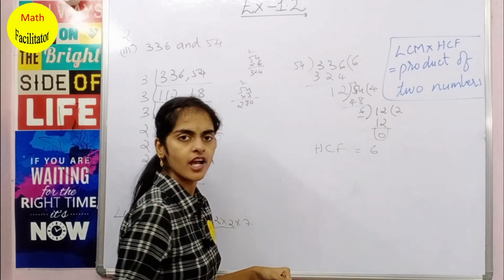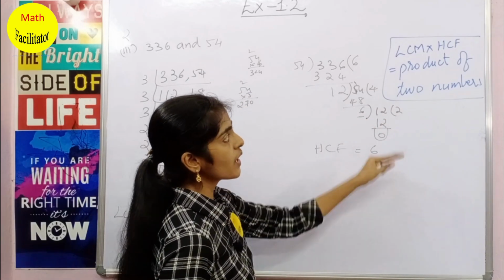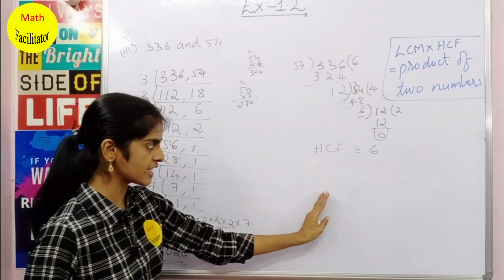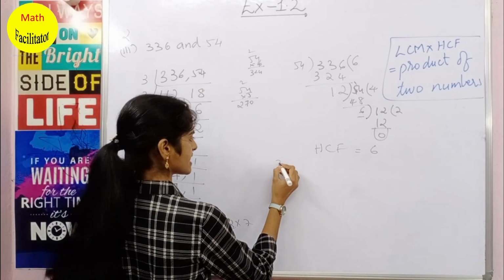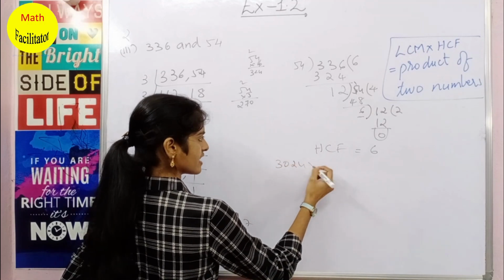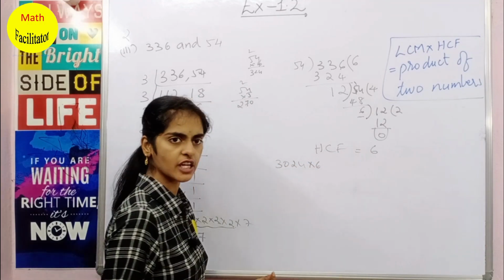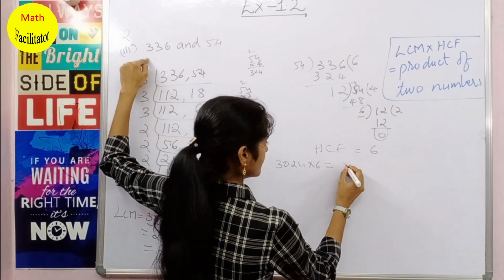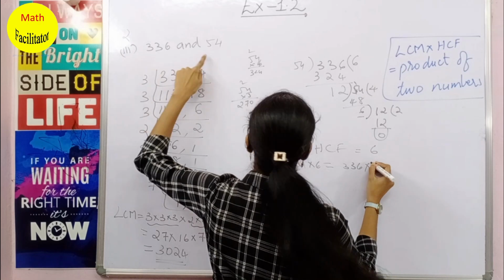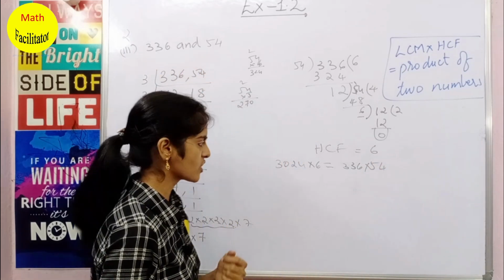This one. Okay. Now you have to check for product of LCM and HCF. Is it equal to the product of two numbers or not? Okay. So here our LCM is 3024. HCF is what? HCF is 6. Okay, this should be equal to product of the two numbers. Two numbers are 336 and 54. Right? So let us check now.